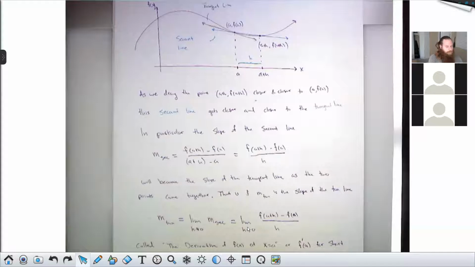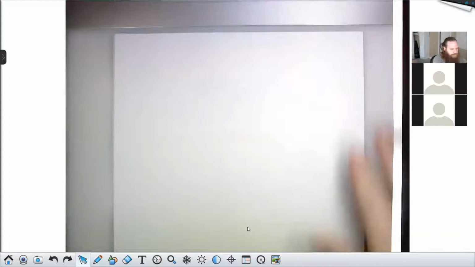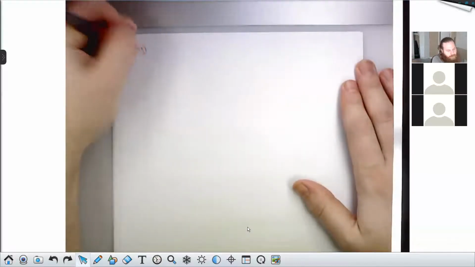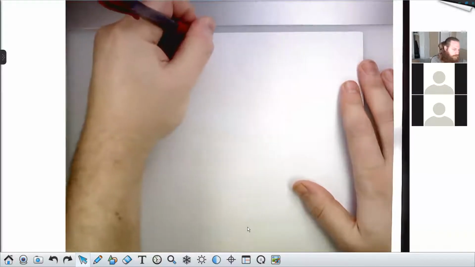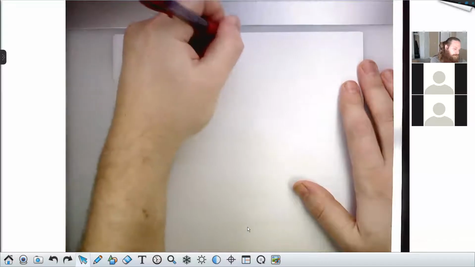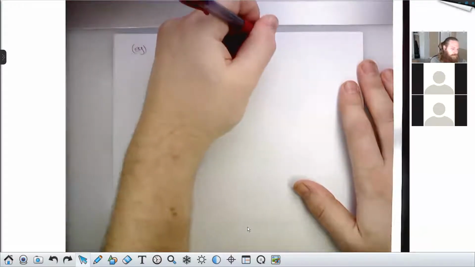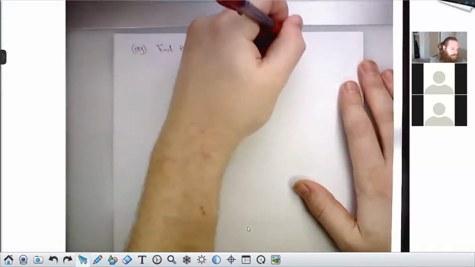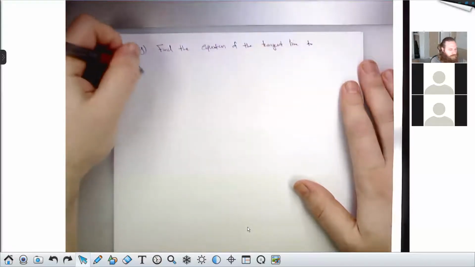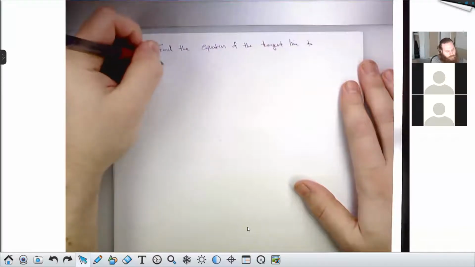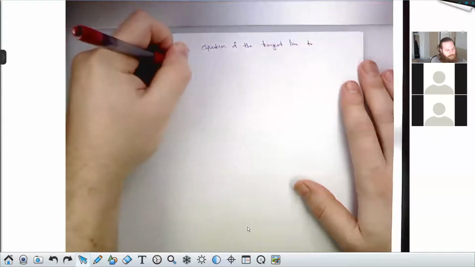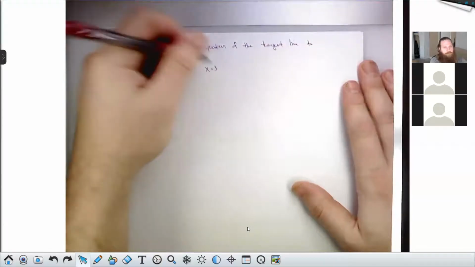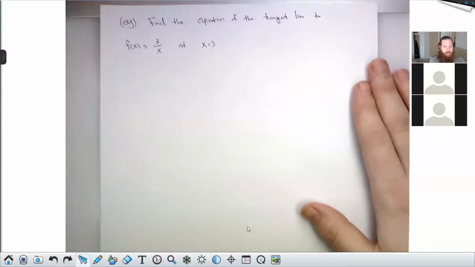So let's look at an example. Let's find the equation of the tangent line to the function f of x equals 3 over x at x equals 3. Why not? This is an example from the textbook.